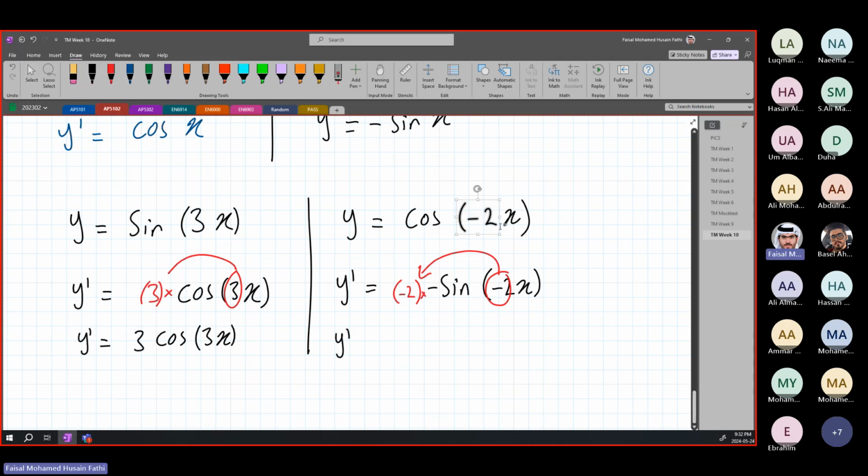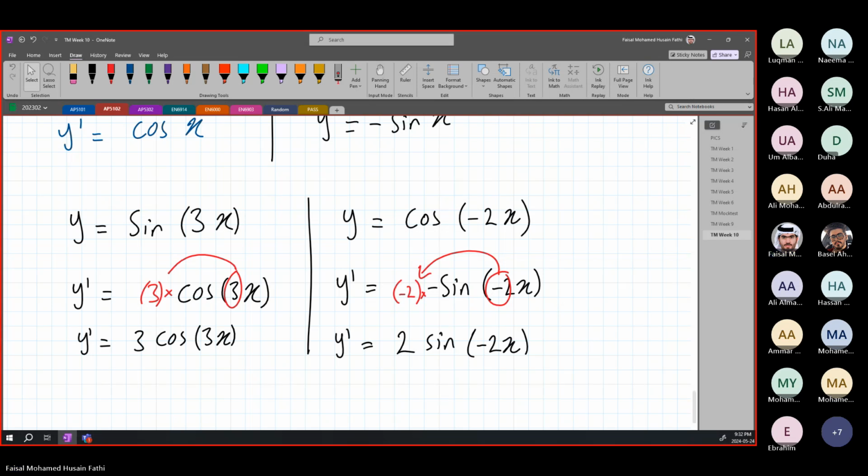I chose minus 2 intentionally. If you notice here, we're going to have minus and minus, so they will cancel out. So your answer will be 2 sine minus 2x. Remember, inside, nothing changes. The inside of the cosine will stay the exact same thing inside here. It will never change in differentiation. The outside is what will get affected with the values. All right?